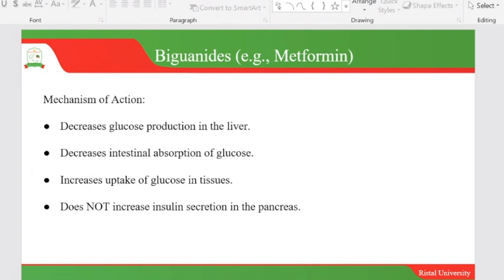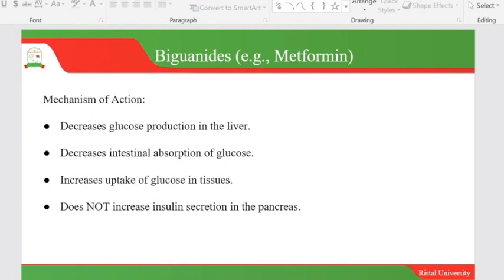possible. So what this kind of medication does is to make sure that the glucose that is produced in the liver is decreased, is minimized. Then the glucose that is absorbed by the intestines is also minimized. Then they will increase the uptake of glucose in the tissues. These kinds of drugs also do not increase insulin secretion in the pancreas. So insulin secretion is not tampered with, it is left the way it is.